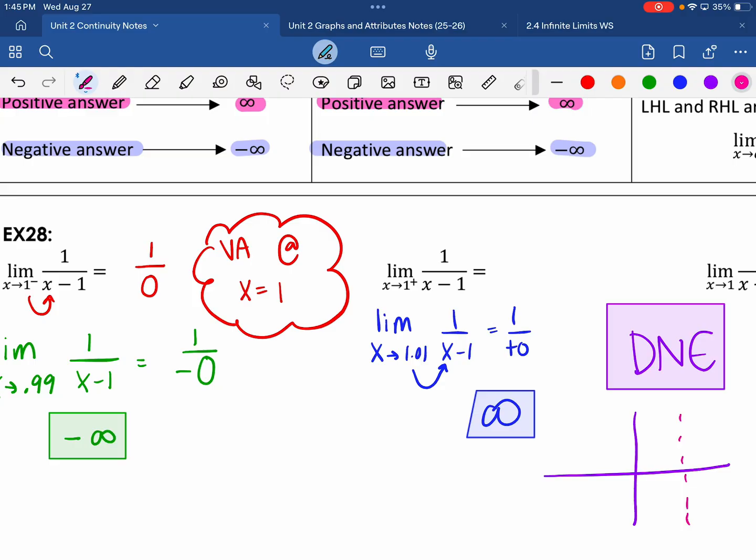All right, so hold on. You can look at what it looks like graphically. Here's my graph. I've got a vertical asymptote at 1. The left side is going down to negative infinity. The right side is going up to positive infinity. And so if you're talking about this limit, it doesn't exist because this side goes down and this side goes up.